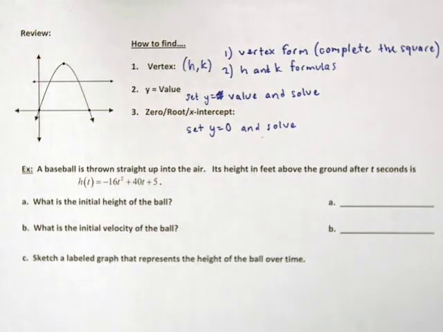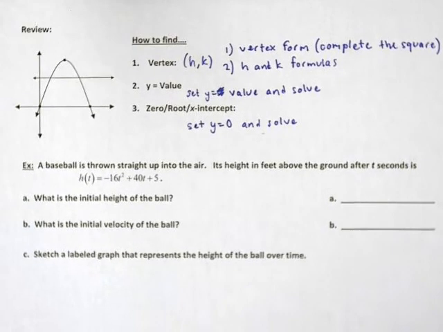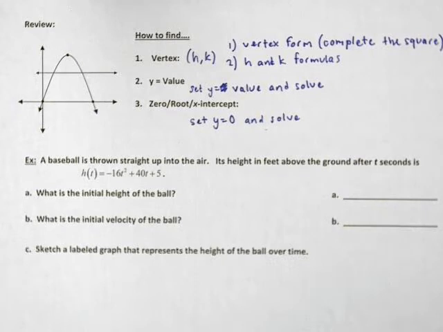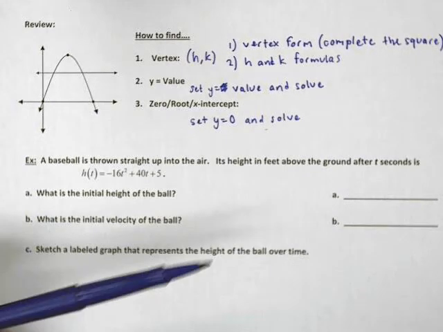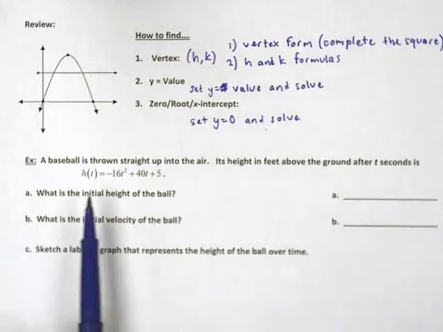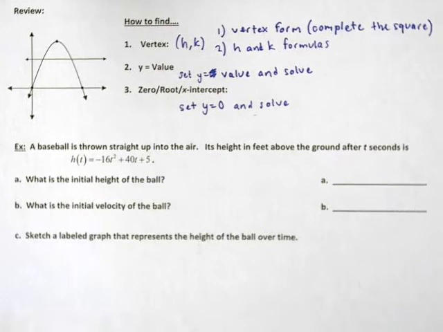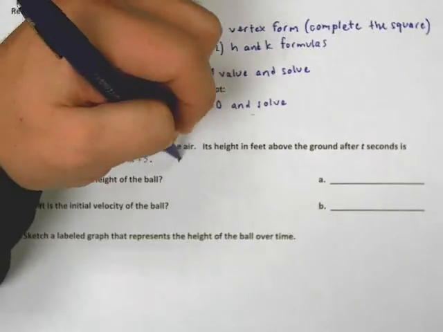Let's see what's going on in this next example and try to figure out which situations we're looking at for which problems. Okay, so here we go. A baseball is thrown straight up into the air. Its height in feet above the ground after t seconds is modeled by h of t equals negative 16t squared plus 40t plus 5.